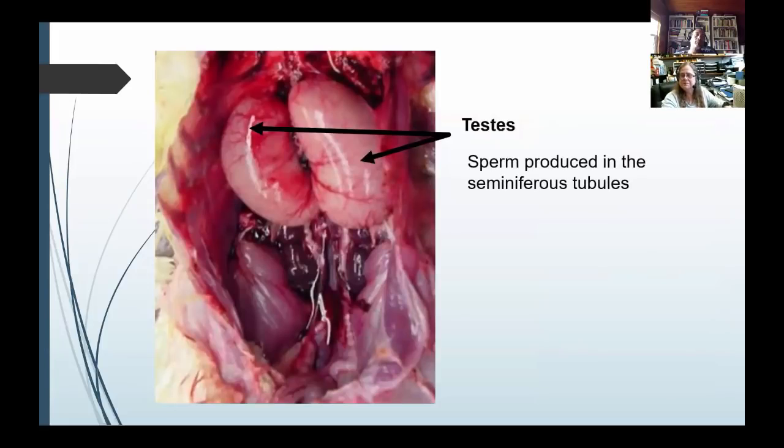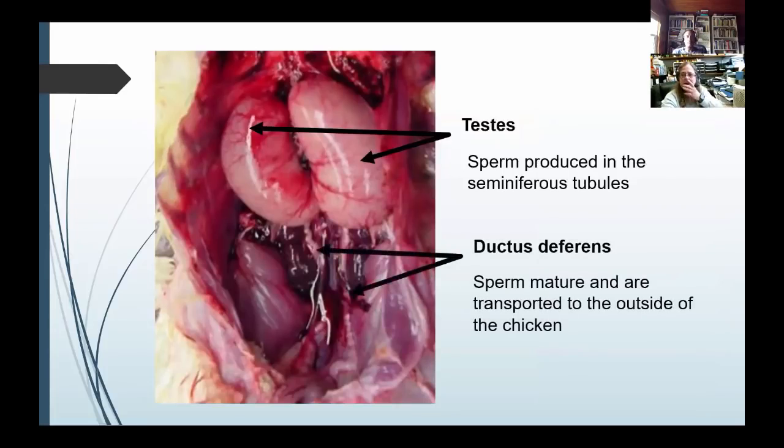So the sperm is produced in the seminiferous tubules of the testes and then transported in the ductus deferens to the outside of the rooster. Microscopically, the testes consist almost entirely of tubular structures known as seminiferous tubules. The sperm are produced here. The testes also produce testosterone, which is responsible for the secondary male characteristics and the different plumage patterns that they get. It's also important in the production of sperm.